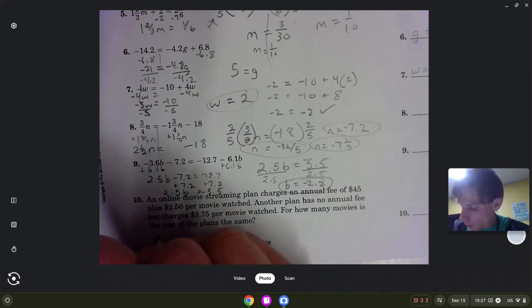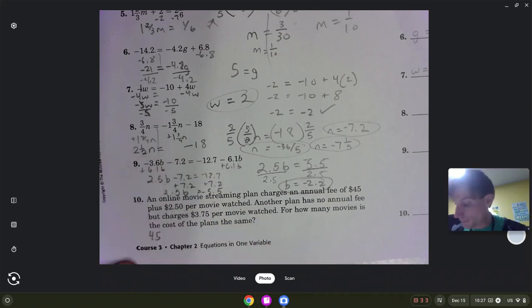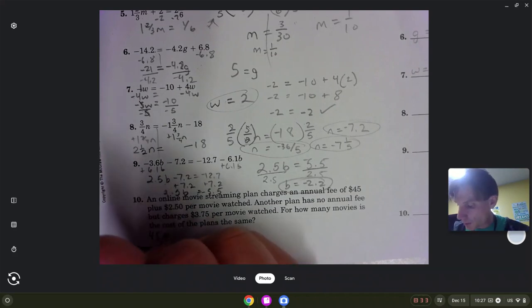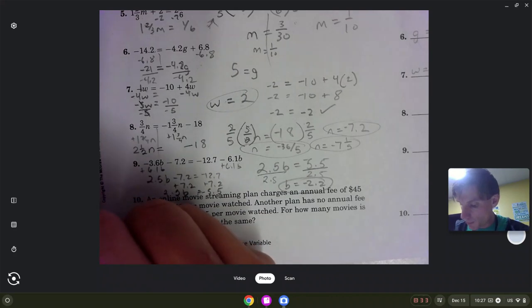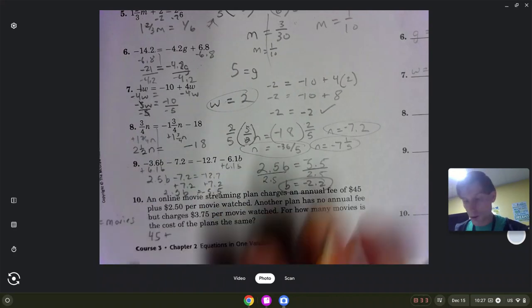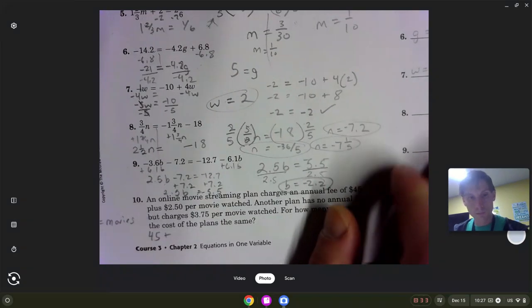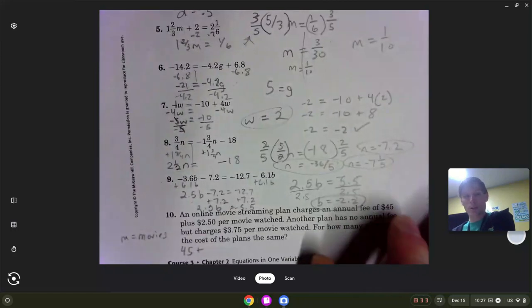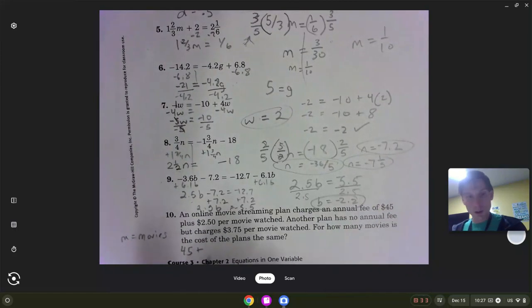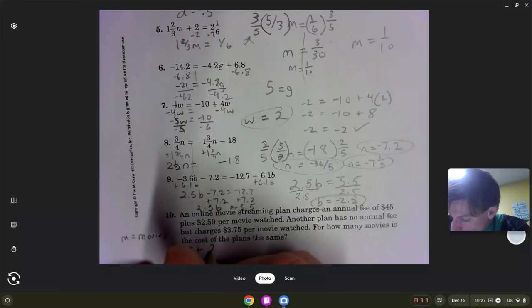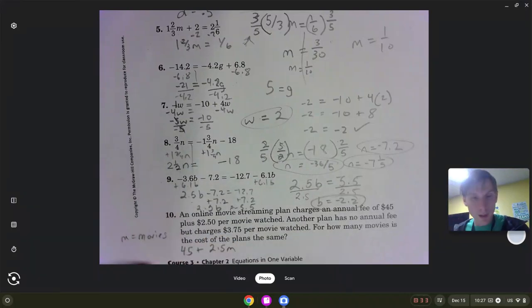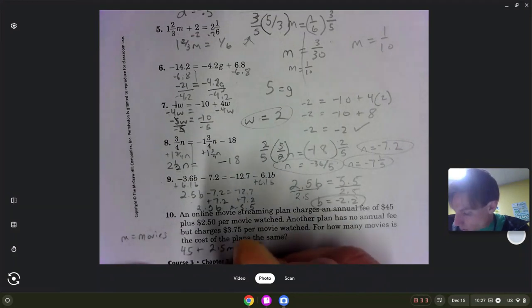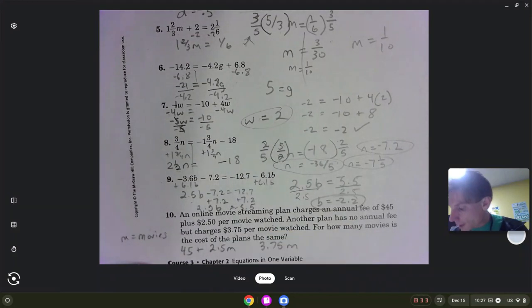Okay, so in this case, we have this fee of $45. That's a one-time annual fee, plus $2.50 per movie watched. So we're going to say M equals movies. And it's kind of right off the screen there. There we go. M equals movies. And then we have 45 plus $2.50 per movie, 2.5M. And the other one is going to be 3.75M. And they ask, when are these plans equal or the same? So I'm just going to put an equal sign between them.